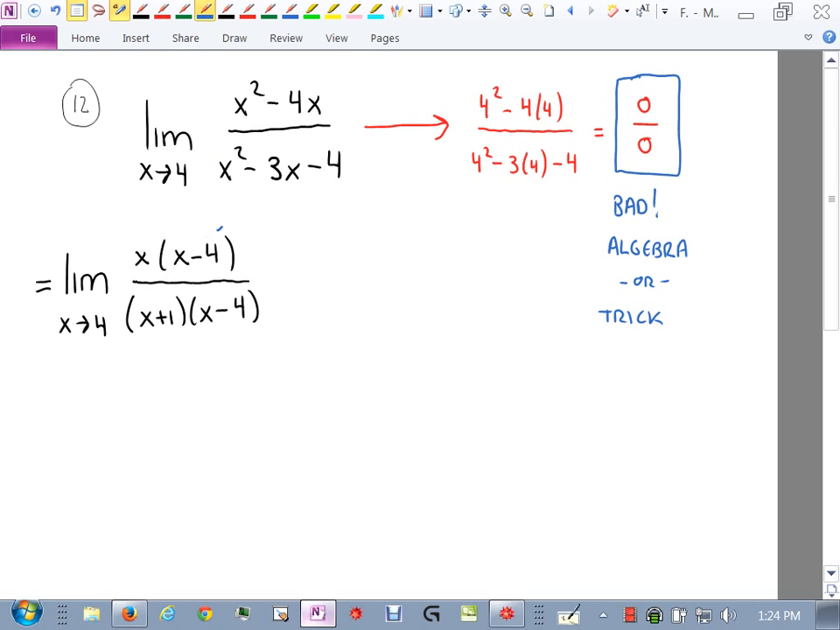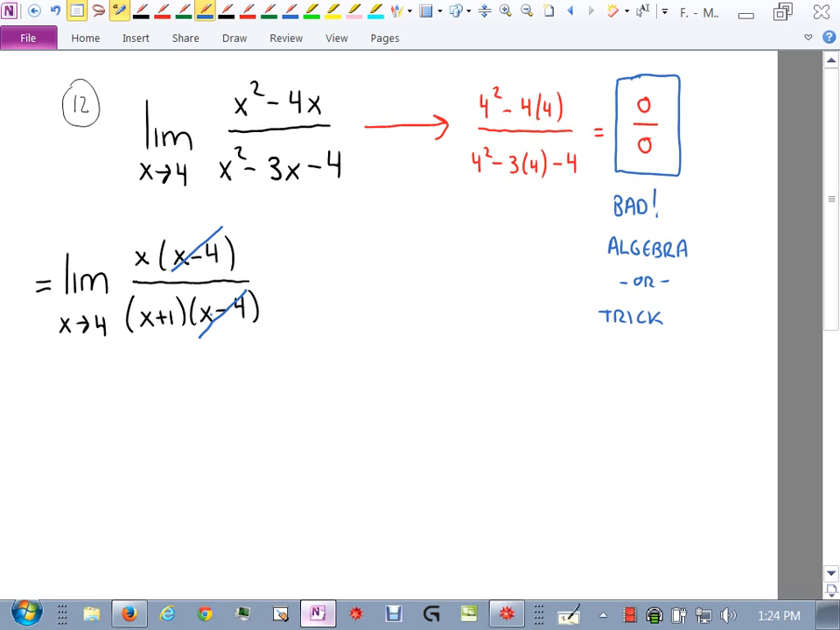The x minus 4s cancel, don't they? Now, this is a little subtlety, but we need to make sure we pay attention to this. The only time you can ever cancel a factor like this is if you promise me neither one of those factors would ever be 0. Well, what would make both of those 0? What value of x would make them 0? 4, if x was 4, right?